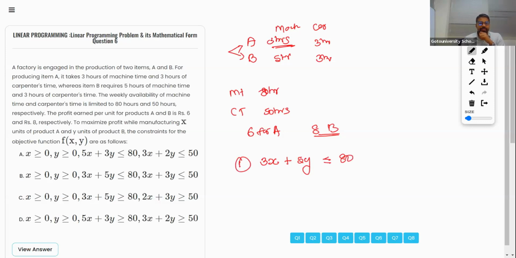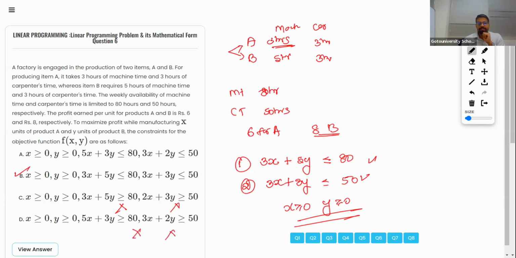Then the second one is 3x + 3y, which is less than or equal to 50 hours. That's another constraint. And then x is greater than or equal to 0, y is greater than or equal to 0. So which option matches this? Option B. All of the others have a "more than" sign, which is not correct, so those two can be ruled out. The confusion is only with these two, and we will understand why.